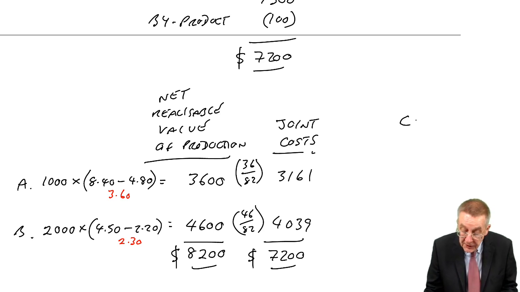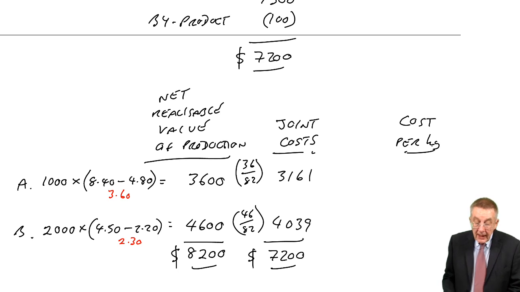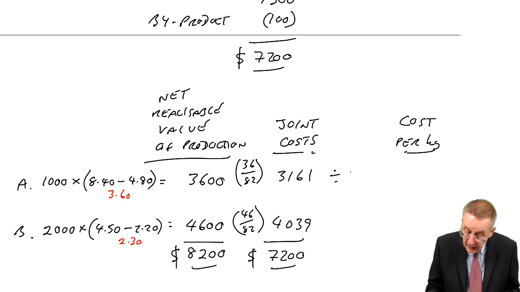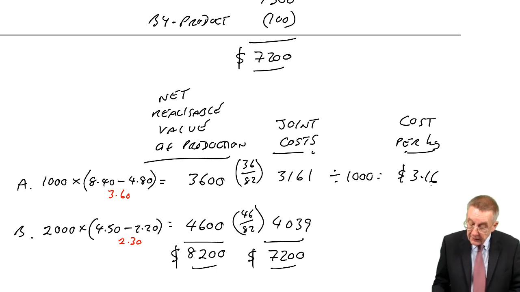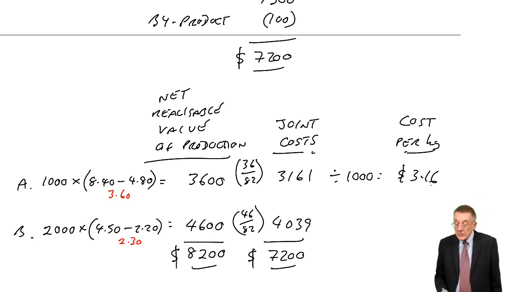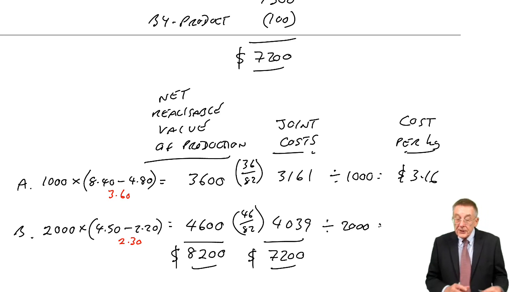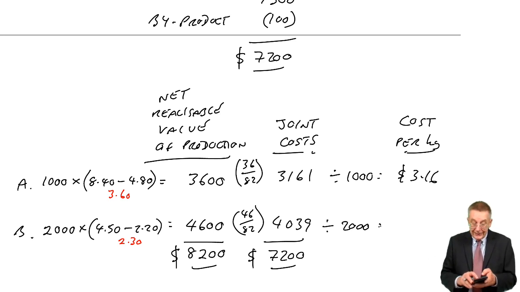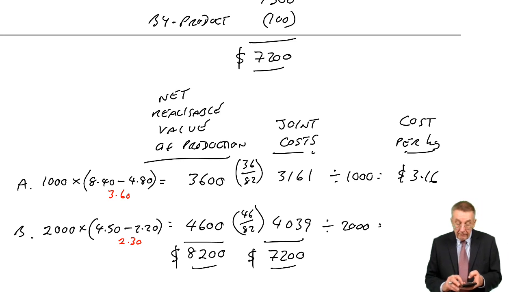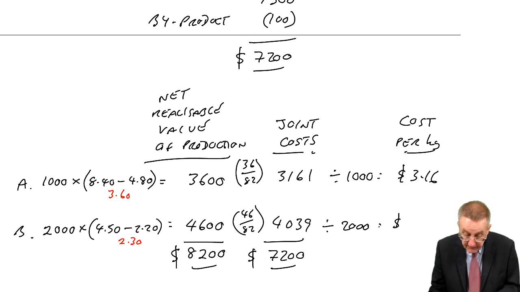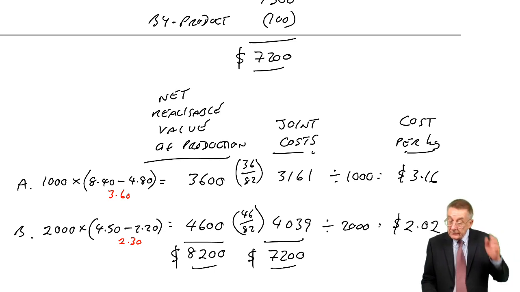And so what's the cost per kilo? A, that was the total joint cost for 1,000 kilos. And so it gives a cost per kilo of, I'll keep to the nearest cent, $3.16. B, there were 2,000 kilos, and so a cost per kilo of, again to the nearest cent, $2.02.